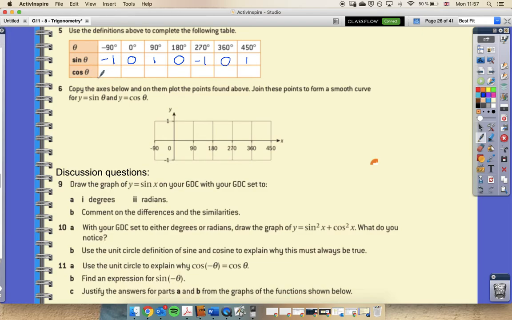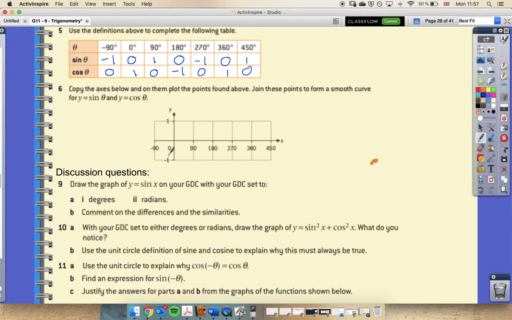Okay, doing the same for cosine. So I'm looking at my x coordinate now. So I'm starting at 6 o'clock, so that is x coordinate 0. Then on the positive x-axis here, it's 1. And then I'm just going to keep going round. Okay, and then we can obviously plot these.